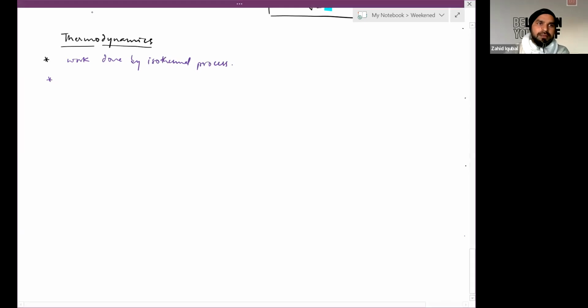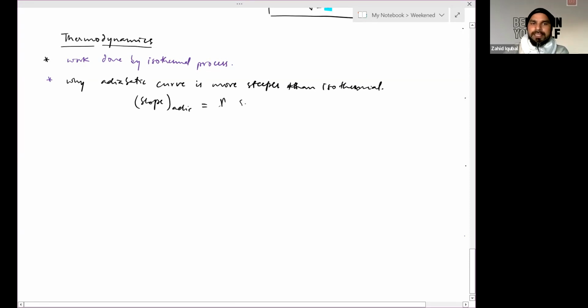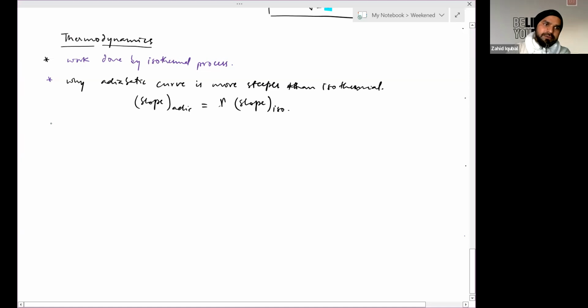Next question will be, why is the adiabatic curve steeper than isothermal? I define you, slope of adiabatic curve is equal to gamma times slope of isothermal curve. That's why the adiabatic curve is steeper than the isothermal curve. Next question will be to define zeroth law or to explain the concept of temperature from this part.